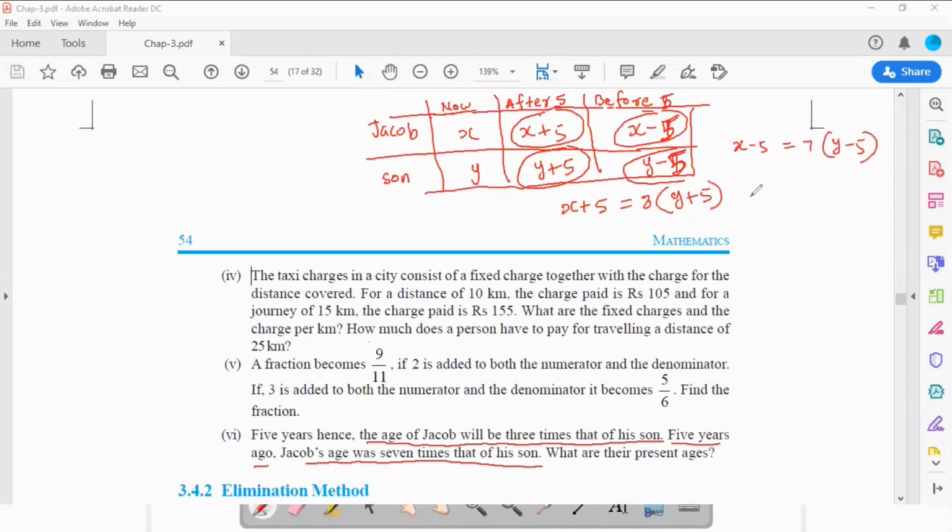So you got two equations, then you reduce into standard forms. You remove the bracket, like 3Y plus 15 here also, and reduce to standard forms, then put numbers, then solve using substitution method.